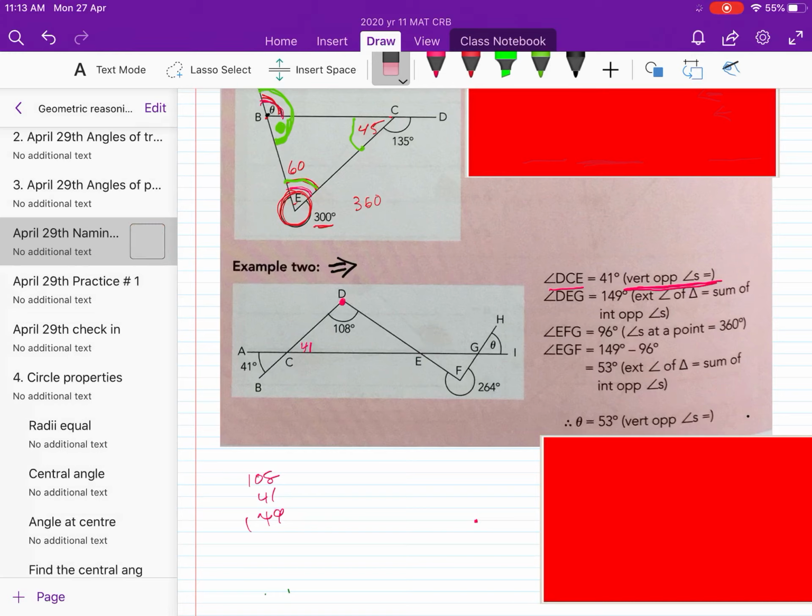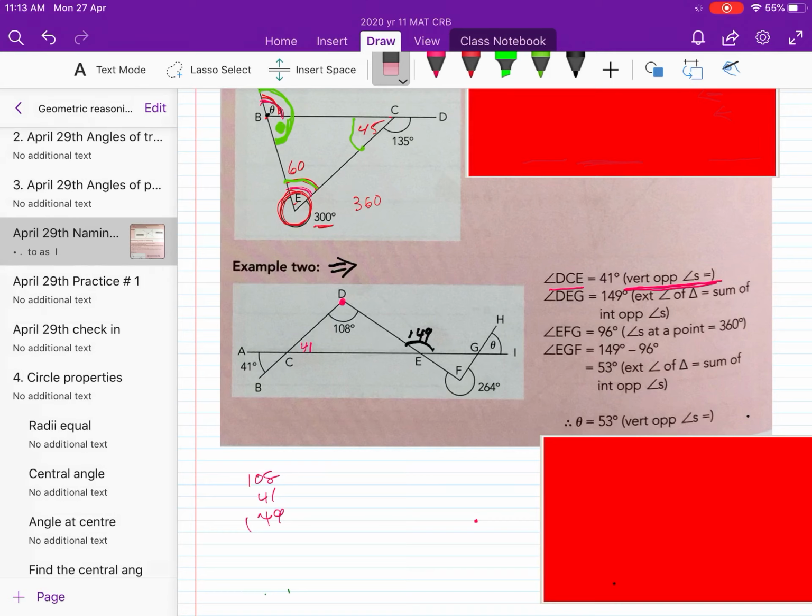But again, could you do it so that you did this angle and then went into here? Sure you could. So there's all kinds of ways to do this. I'm just going to go with what they did, 149, because this is a bit more efficient, but it's not the only way you could do this.